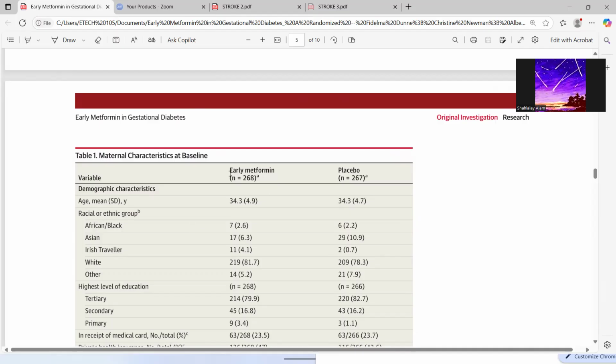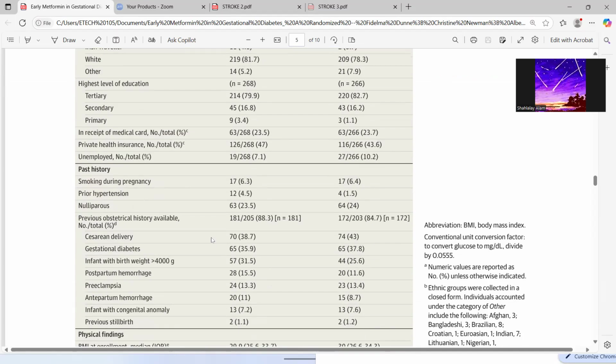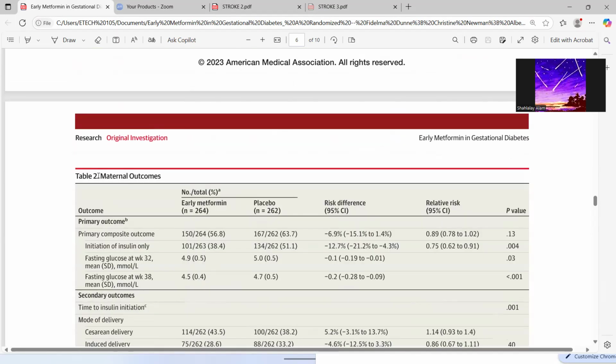For example, if I see here, this is the baseline table. In the early metformin group, we are having 268 patients. But now, when I go towards the outcomes table, in the metformin group, there are 264 patients. Meaning 4 patients are missing. So, for example, if I am extracting this outcome, insulin initiation, I am extracting its events and totals. See, they have written it here as number slash totals. So this 101 is my events, and 263 is my totals. Okay, now focus on this thing too. This is important too.